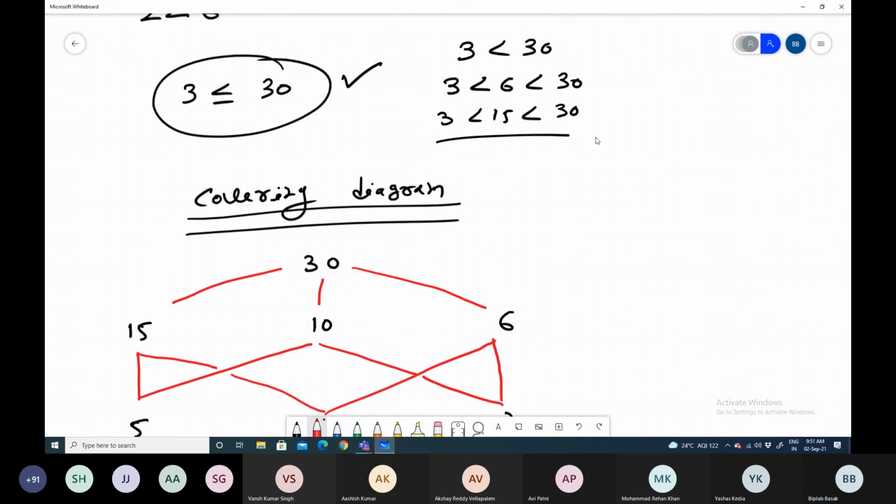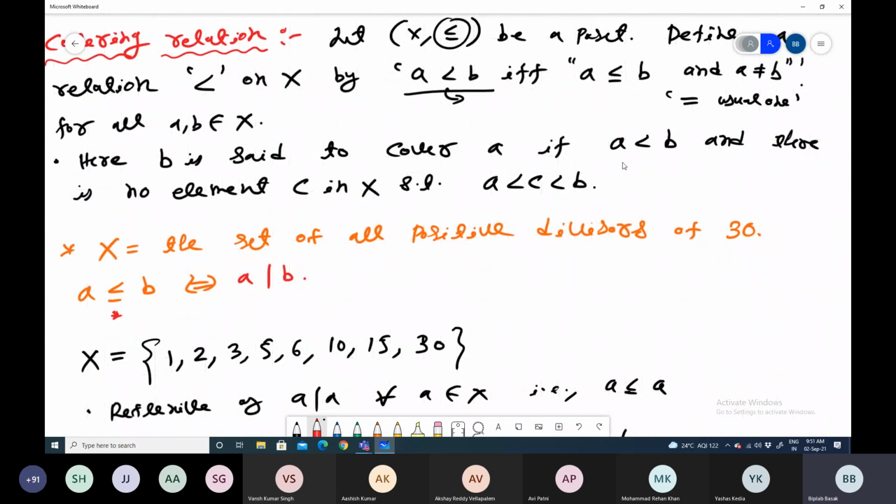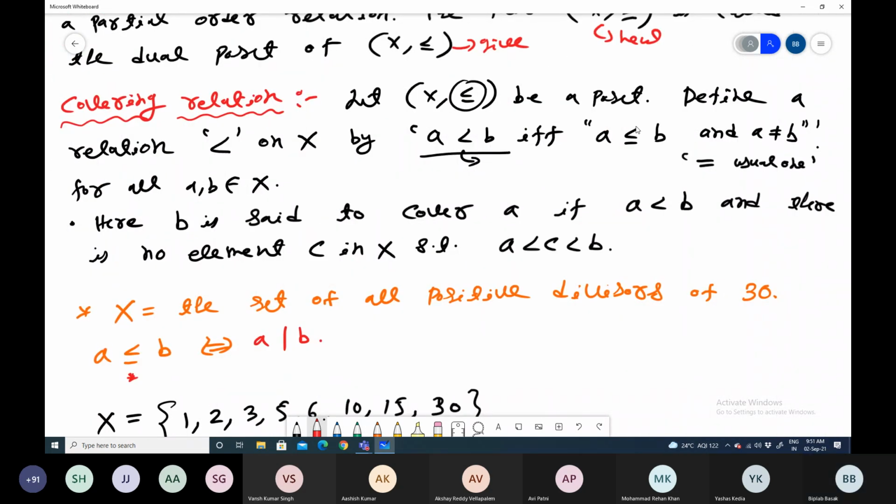Covering. What is covering? So this is the definition.